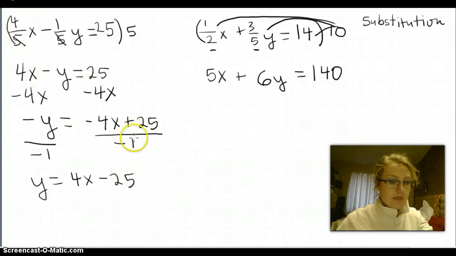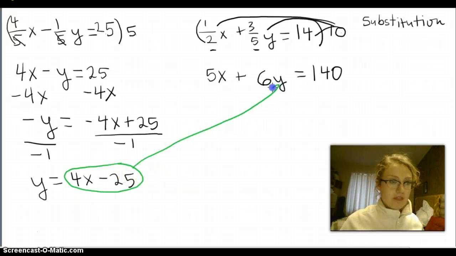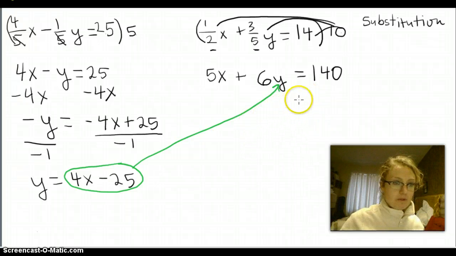Now I can take this piece here and plug it in for y, because I know now that y is the same as 4x minus 25. So in the other equation, I can go ahead and replace y with this piece here. Let's do that. Now when we rewrite, we get that 5x plus 6, then instead of y, I'm putting 4x minus 25, equals 140.